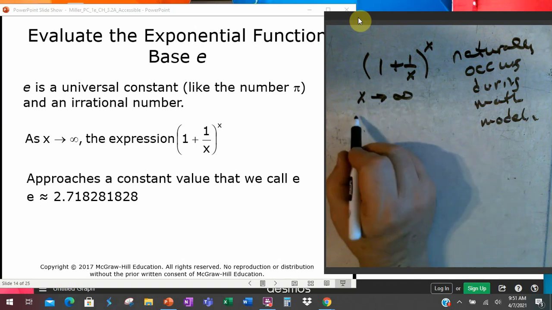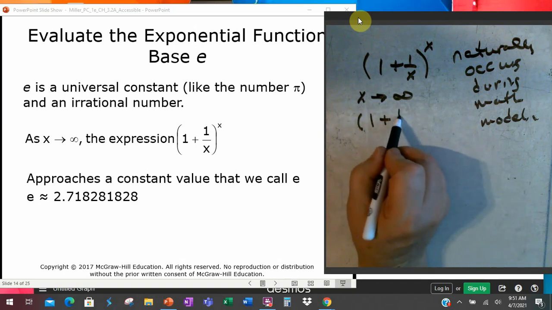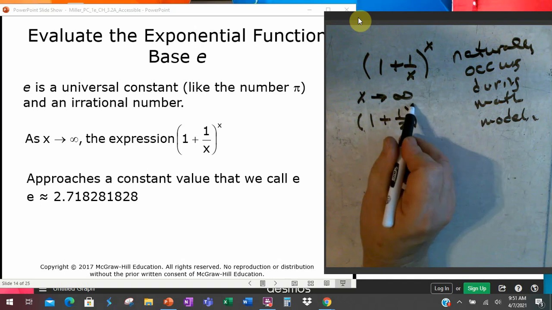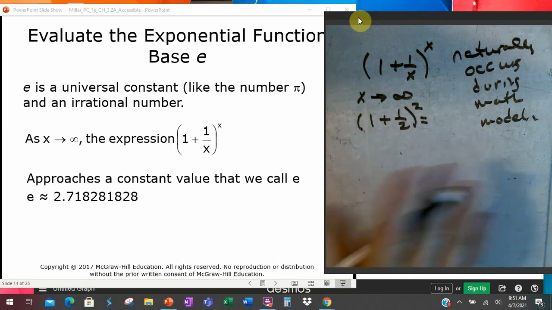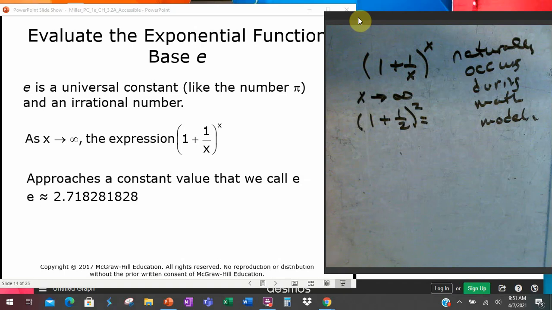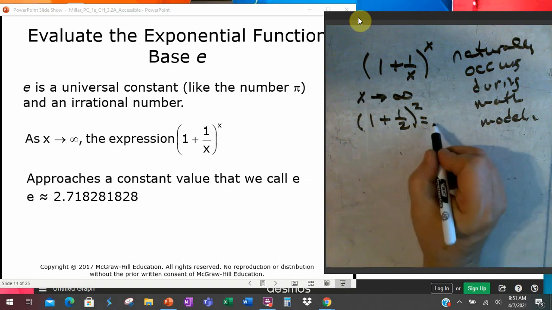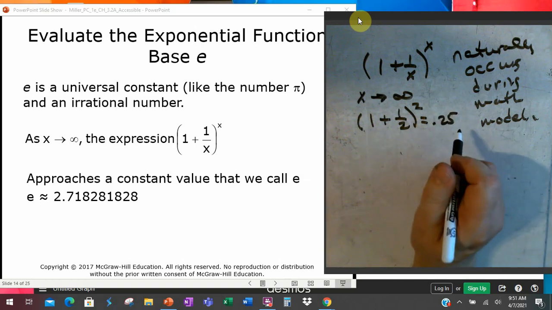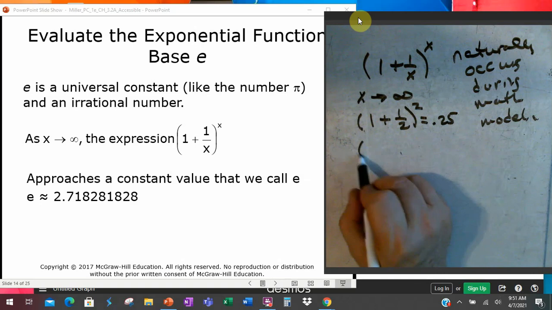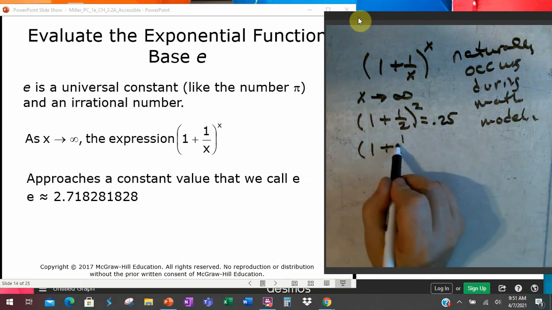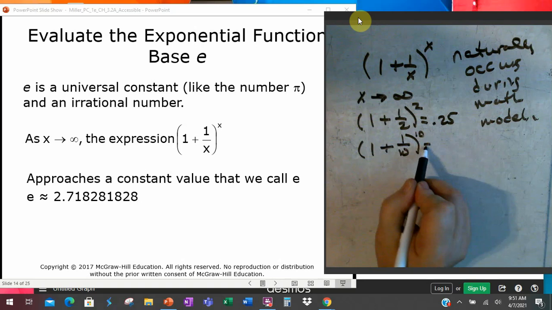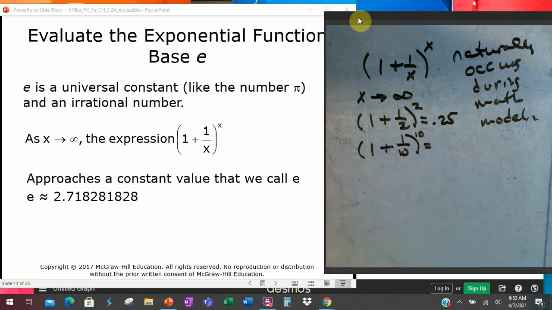And I want to know what happens as x gets big. Okay. So I'm going to do a couple of representatives. Okay. I'm going to do, this is x, this is this. So if I do this number in my calculator, one plus 1/2, and that is now squared. If I calculate this thing, this is 0.25. Okay. And now I'm going to go up to, let's do 10th. Let's jump up to a 10 here and a 10 here and see what this thing looks like.